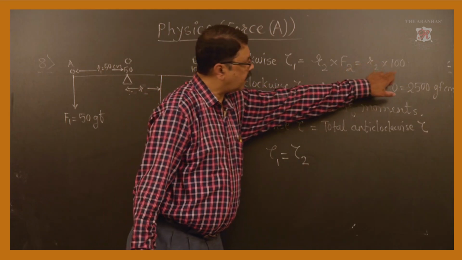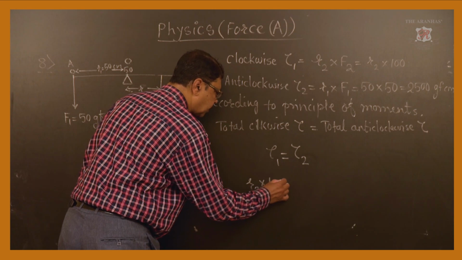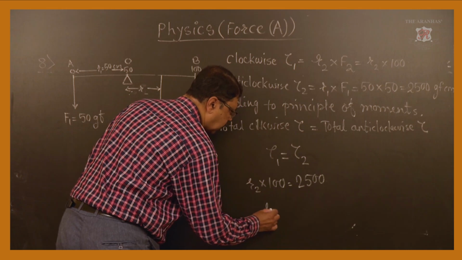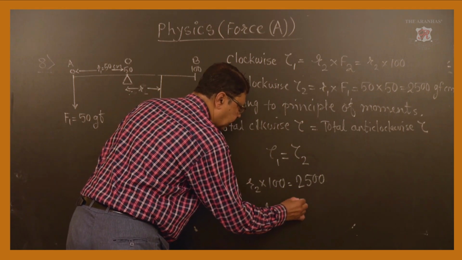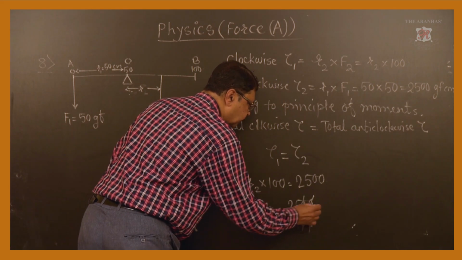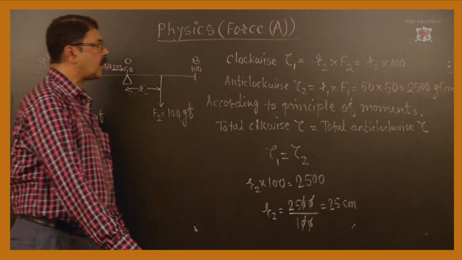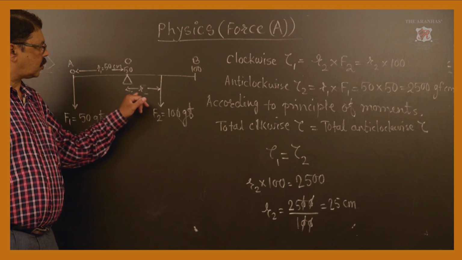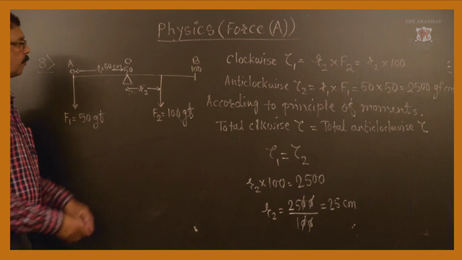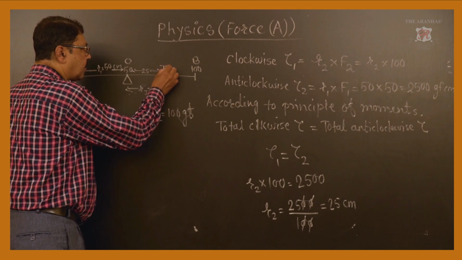Now, you have these values, just substitute. R2 into 100 equal to 2500. R2 equals 2500 upon 100, that is equal to 25 centimeter. Means you are getting the value of R2 as 25 centimeter. Means you have to suspend the weight from which mark? Add 25 to this, you will get 75 here.